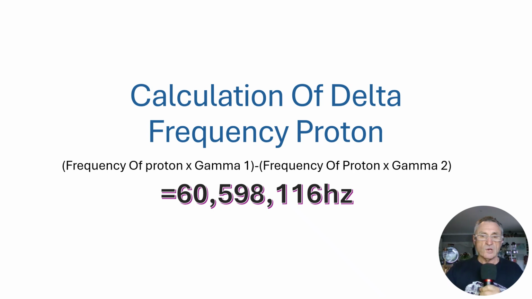Here we have the results of the calculation of delta frequency of the proton, which is frequency of the proton times gamma 1 minus frequency of the proton times gamma 2, which is 60,598,116 Hertz.